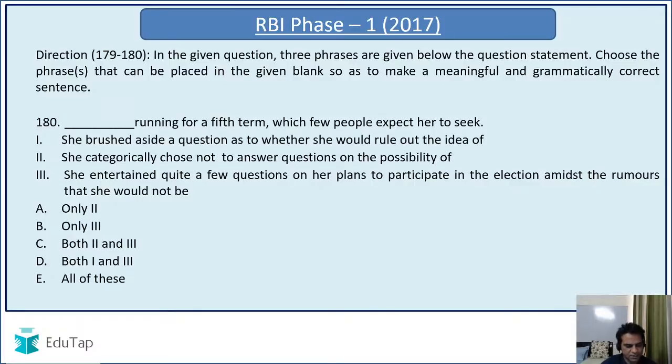All right, has everyone answered? The correct option here is, guys, all of these are correct. See, she brushed aside, that means avoided a question as to whether she would rule out the idea of running for a fifth term, which few people expect her to seek. That's also correct. She categorically chose not to answer questions on the possibility of running for a fifth term, and she entertained quite a few questions on her plans to participate in the election amidst the rumors. So grammatically and logically, all these openings are correct for the given statement.